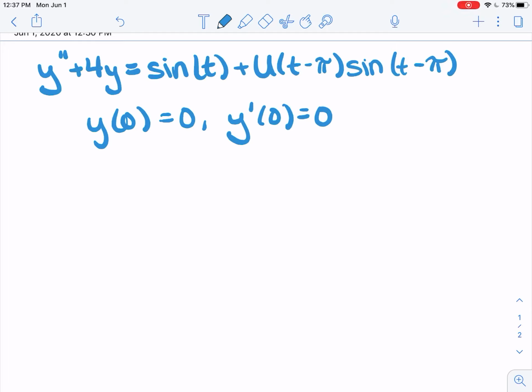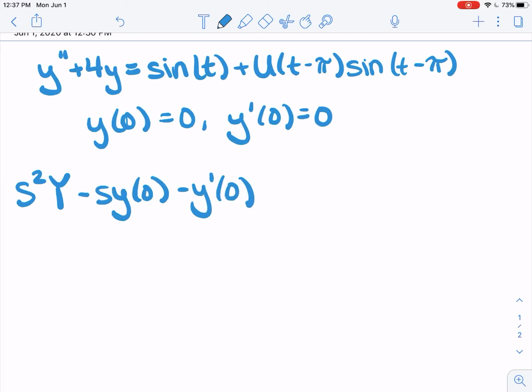We know the first step is to take the Laplace transform of both sides. We have s squared capital Y minus s y at 0 minus y prime at 0. That's the Laplace transform of y double prime, plus 4 capital Y, that's the Laplace transform of 4 times y. The Laplace transform of sine of t is 1 over s squared plus 1.